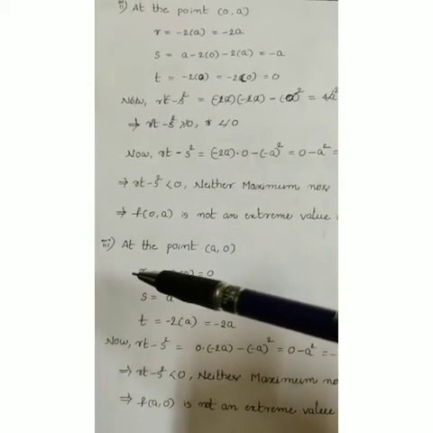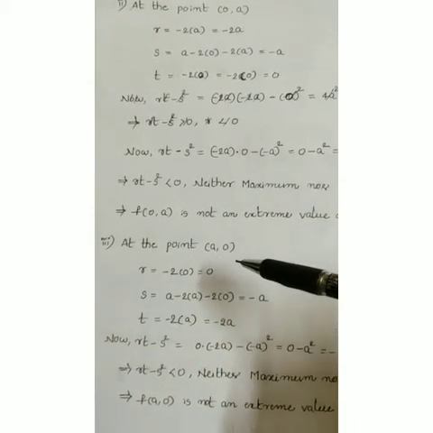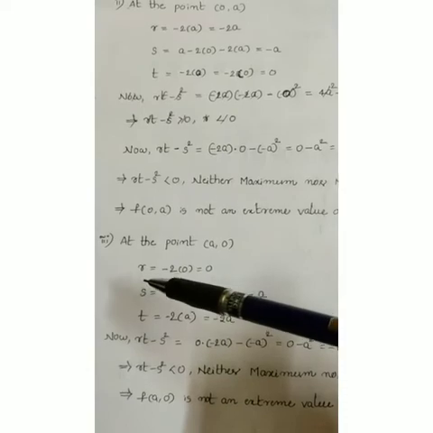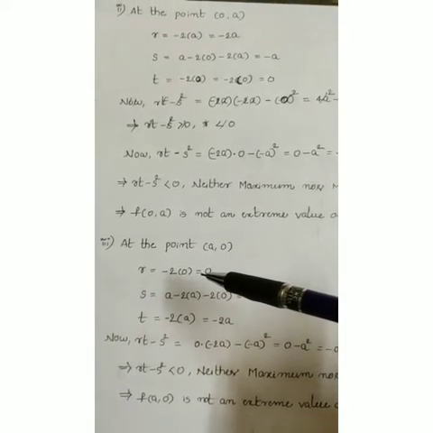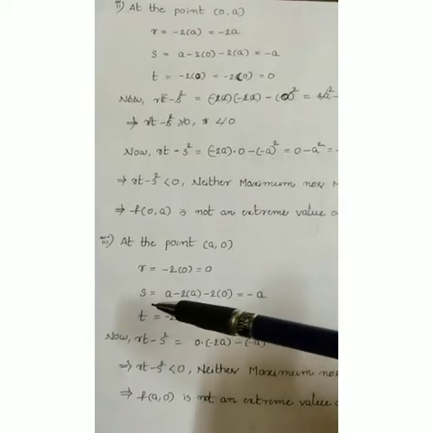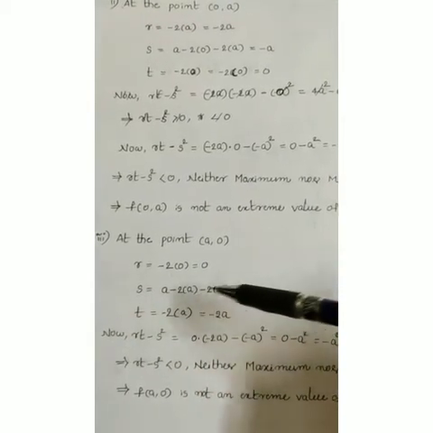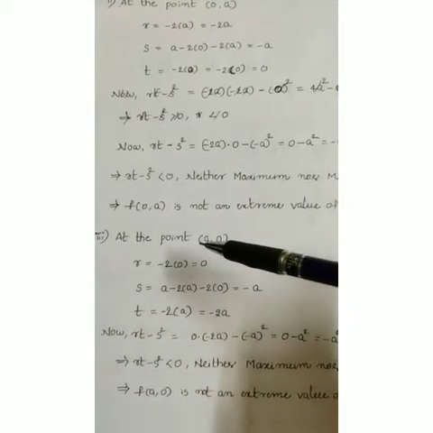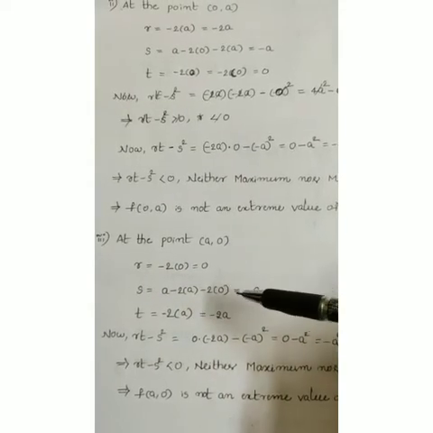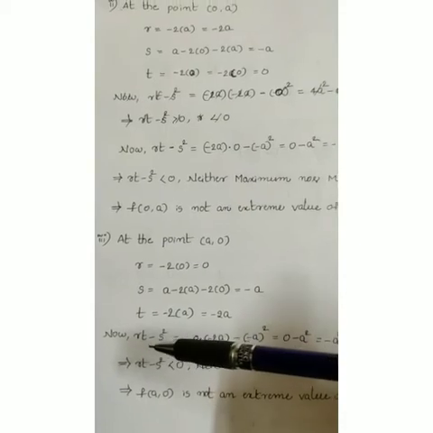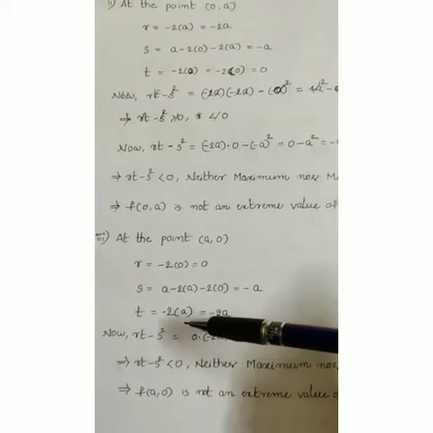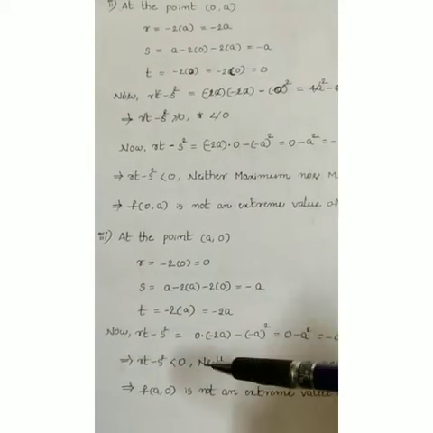Now our third point is at the point (a, 0): r = -2y, that is -2·0, which is 0; s = a - 2x - 2y, that is a - 2a, which is -a; t = -2x, that is -2a.